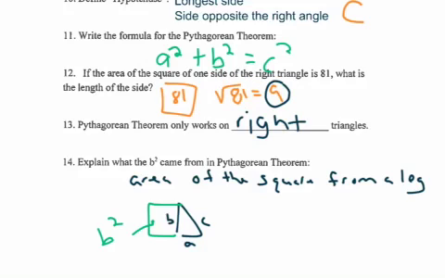Please remember the Pythagorean theorem only works for right triangles. And explain what the b squared came from. The b squared is the area of the square from one of the legs. So if I would draw a square off of this side length of b, b squared is the area of that green square.